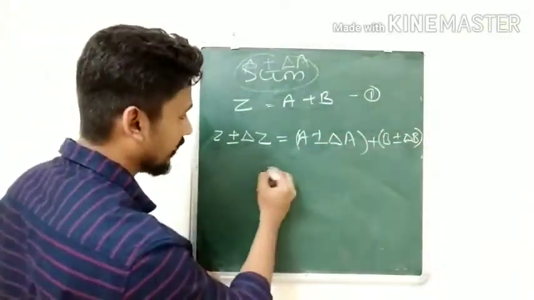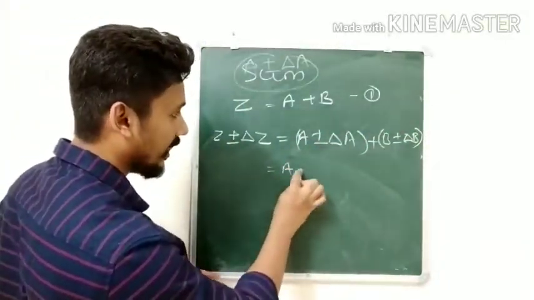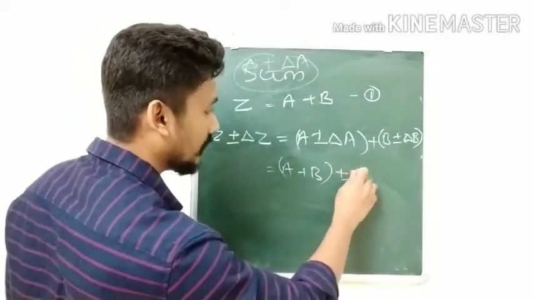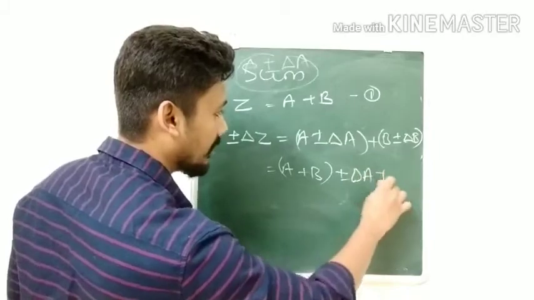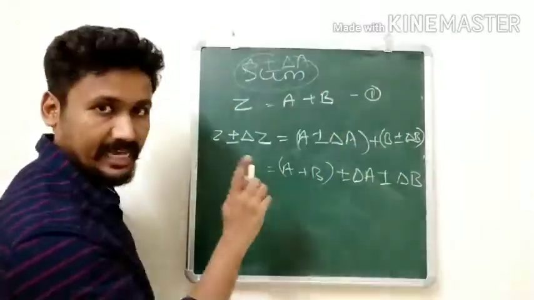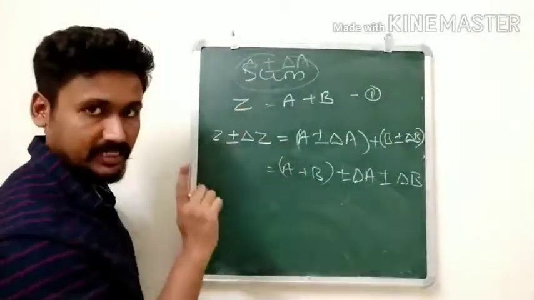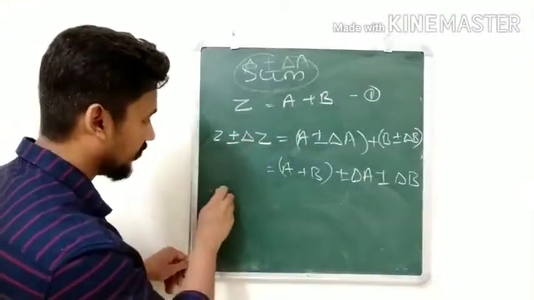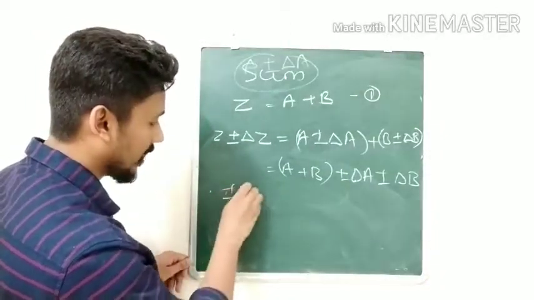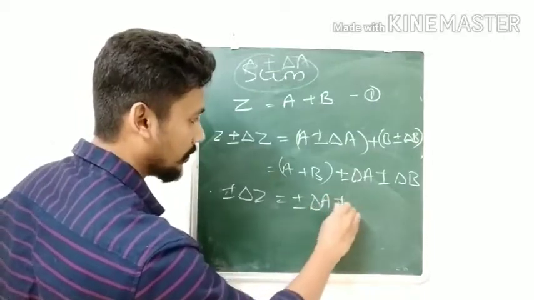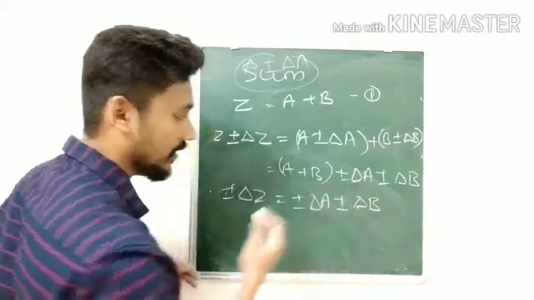If I rearrange these, I can write this as A plus B plus or minus delta A plus or minus delta B. But from equation 1 I see that A plus B is nothing but Z. So comparing the LHS and RHS, I can write, therefore, plus or minus delta Z is equal to plus or minus delta A plus or minus delta B.